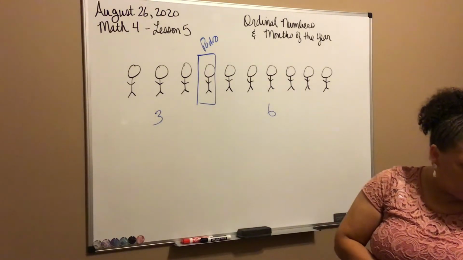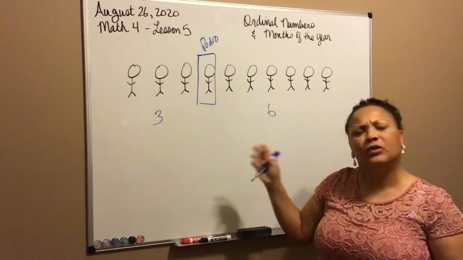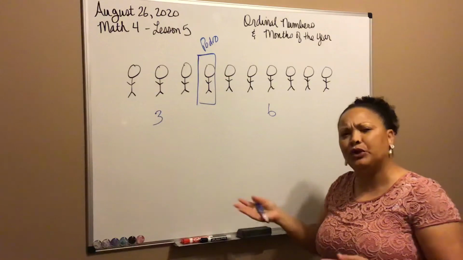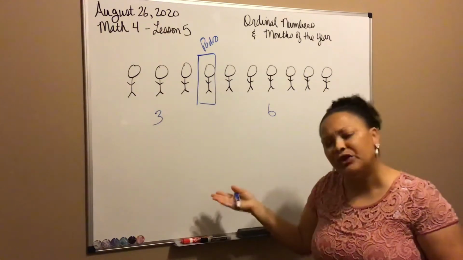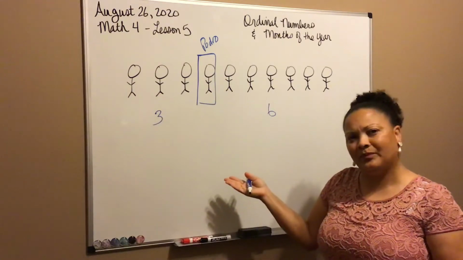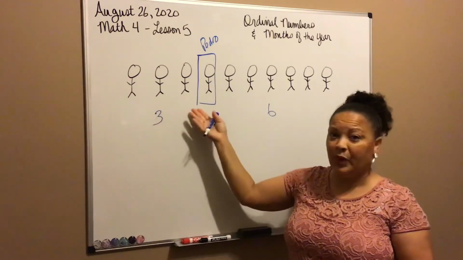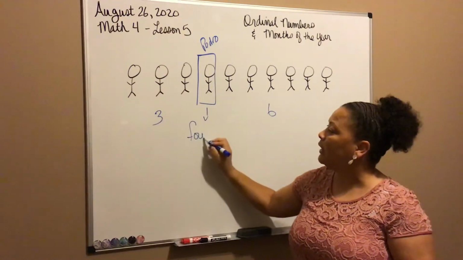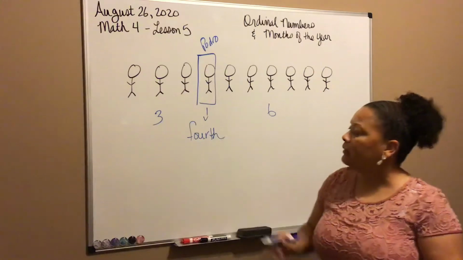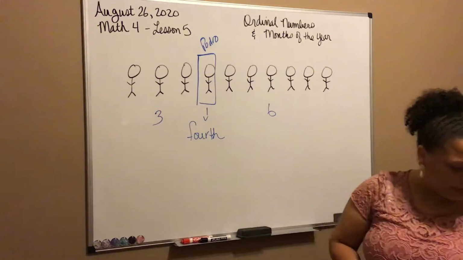Okay, so if I ask you what is the ordinal number that we would use to tell where Pedro is in line, what would you say? Is he first, second, third? Pedro is 4th in line. Okay, his ordinal number is 4th. He is 4th in line.